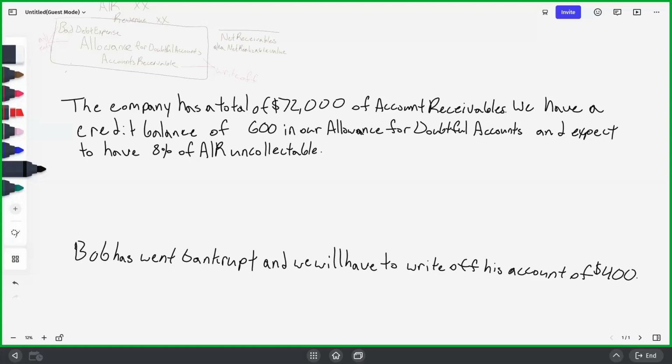So you're going to make the journal entry for adjusting your allowance for doubtful accounts, and then you're going to make a journal entry for the write-off. You will have to do some math for the first part, because you have to figure out how much you're adjusting. And then you have to figure out how to write a journal entry to adjust.